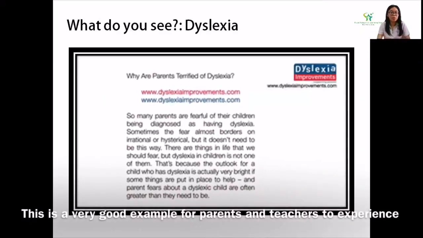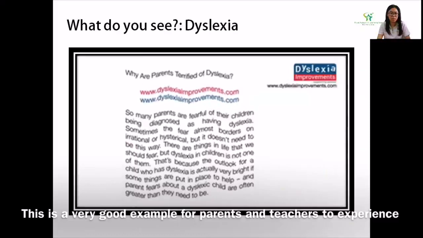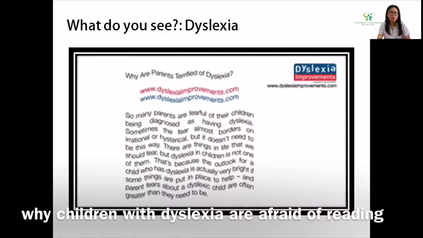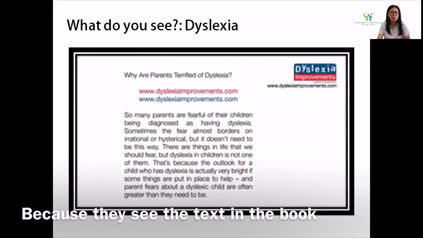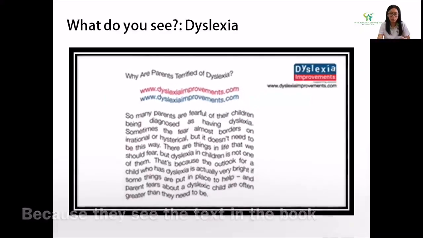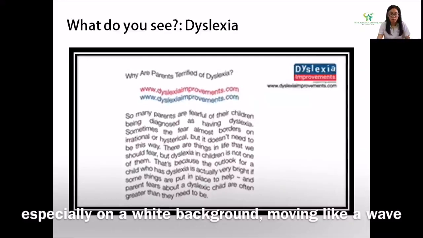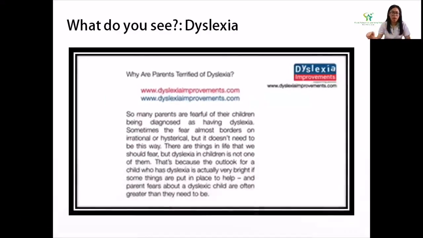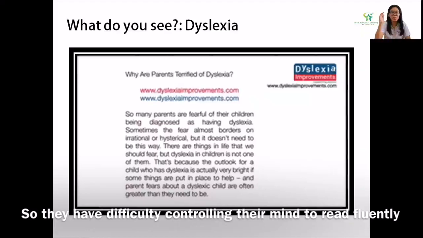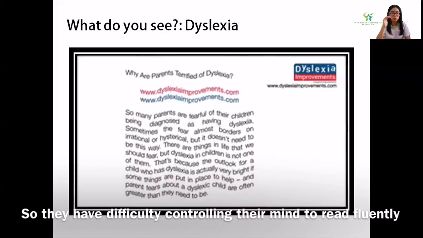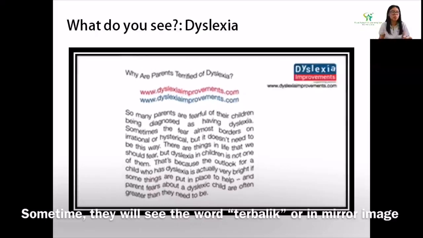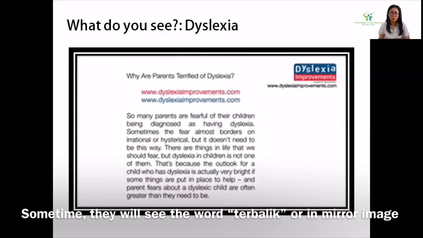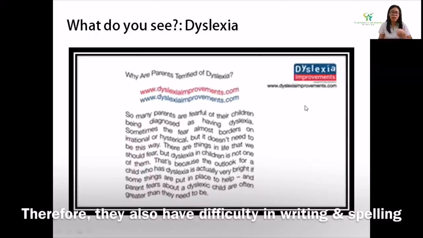This is a very good example for parents and teachers to experience why children with dyslexia are afraid of reading, because they see the text in the book, especially on the white background, moving like a wave. So they have difficulty controlling their mental to read fluently. Sometimes they will see the word like terbalik or mirror image. So therefore, they have also difficulty in writing and spelling.